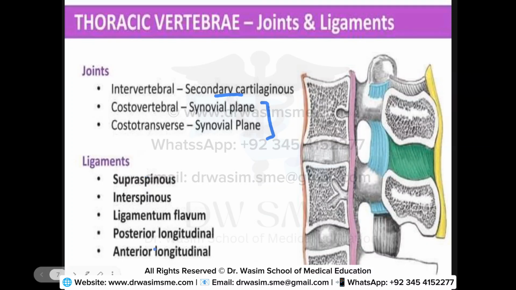Now these are the ligaments which are very important. Here we have the anterior longitudinal ligament, then we have the posterior longitudinal ligament, then we have the ligamentum flavum, and then we have the interspinous ligament between the spines, and then we have the supraspinous ligament.